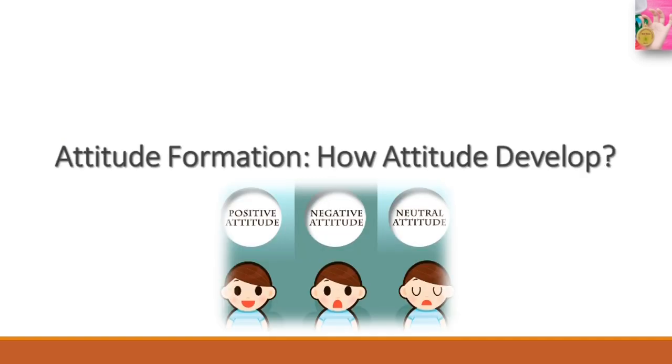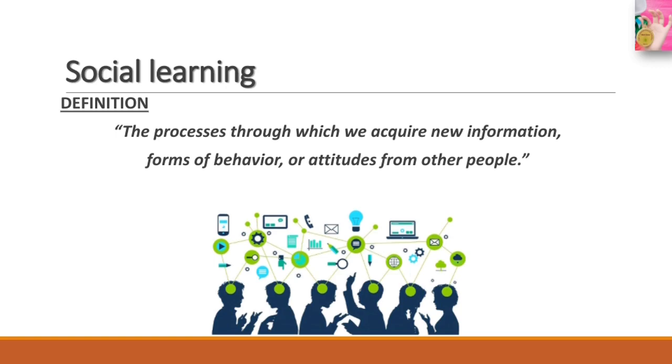Now let's start with attitude formation, which is how attitudes develop. I'll start with social learning because social learning plays an important role in attitude formation. Social learning is basically the process through which we acquire new information and forms of behavior or attitudes from other people. Many of our views are acquired in situations in which we interact with or observe the behavior of others, called social learning. Such learning can be acquired through several processes, and our attitudes are affected by different forms of influence.